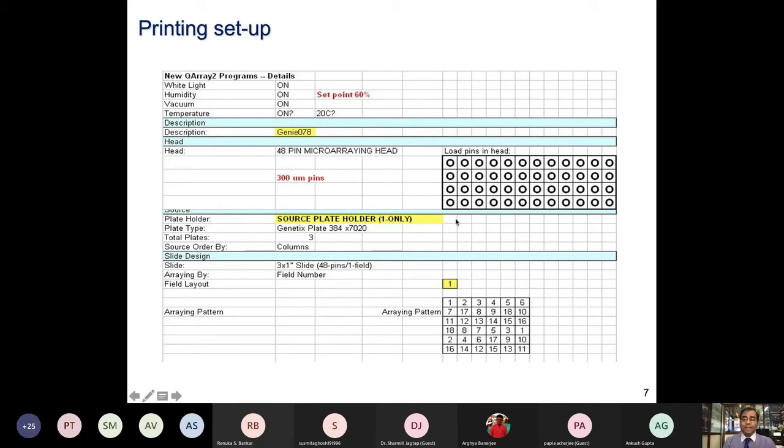So you make the layout like that, based on how many pins you have for printing your arrays. Let's say in this case we have a 48-pin microarray head. Then you decide what array layout pattern you are going to make, and only then you feed this information into the software. The software is going to pick that layout and accordingly dispense the contents and print them on the microscopic glass slides.